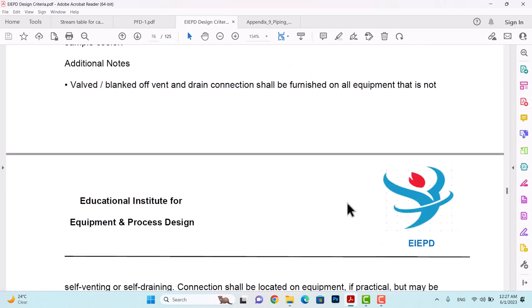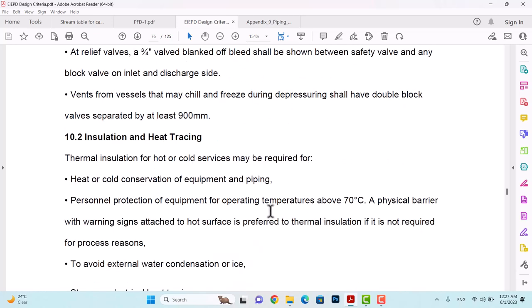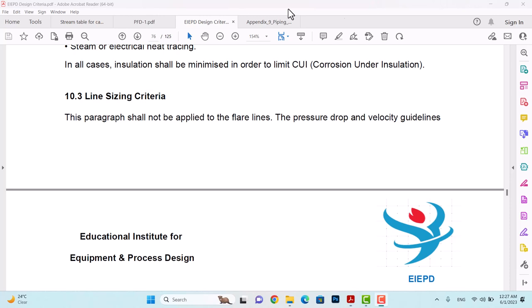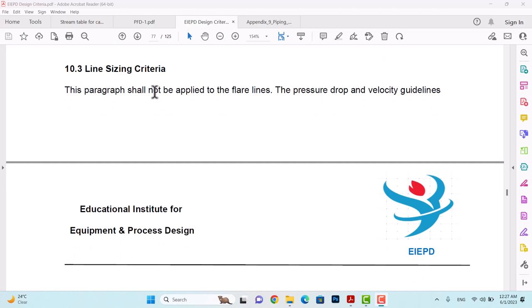Later, you can download this PDF, EIPD design criteria, and go to this page, 77, 76, and start reviewing these sentences from this document. Line sizing criteria. This paragraph shall not be applied to the filler lines. First and foremost, it is an important sentence because when it comes to filler line sizing, filler network sizings, we have different criteria for filler line sizing. By the way, we have uploaded three comprehensive videos about filler package for thermal assessments of the filler, knockout drum sizings, and filler network sizings using Aspen filler nets. You can go to our websites and watch those videos.